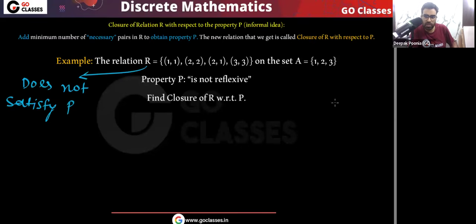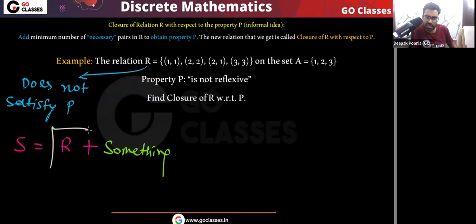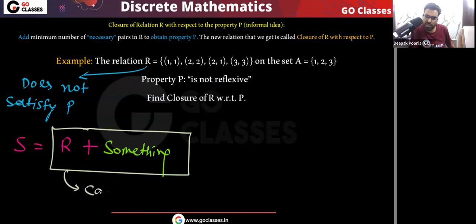Now you tell me, can you add something to R to bring about this property P? This relation is already reflexive. Can I add something and make it not reflexive? No, that's not possible. In this relation R, R plus something, can I add something so that this property holds? No. It can never satisfy property P.